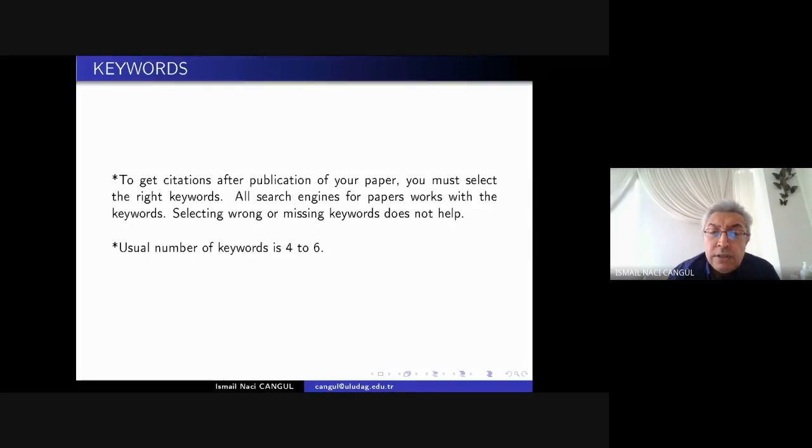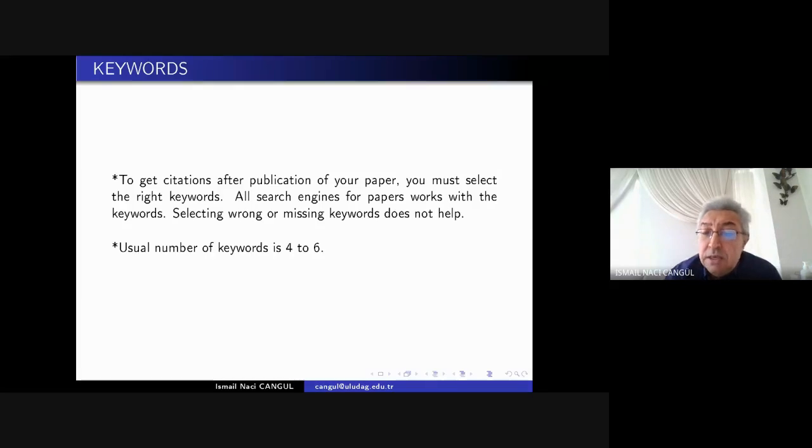Keywords are very important because when people sit down in their office, they do literature research, and they write keywords like group theory, for example. So if they search with keywords, then the authors should select the keywords very carefully. The right keywords should be used and selected.